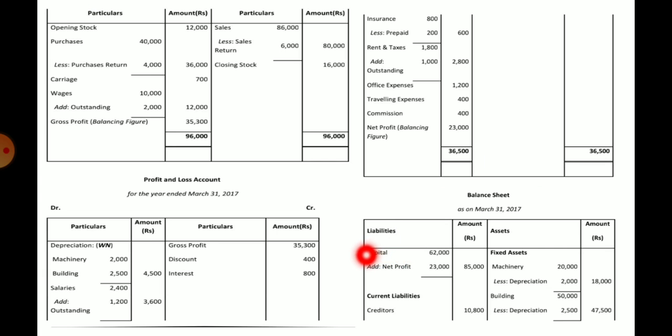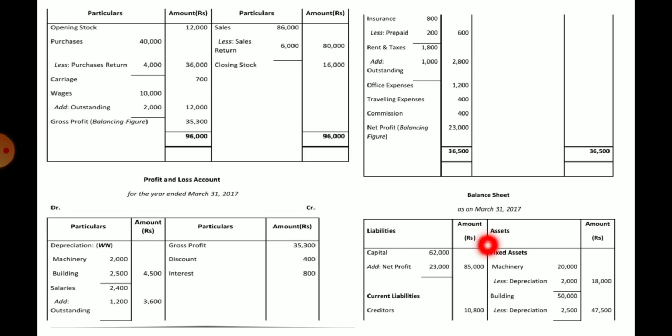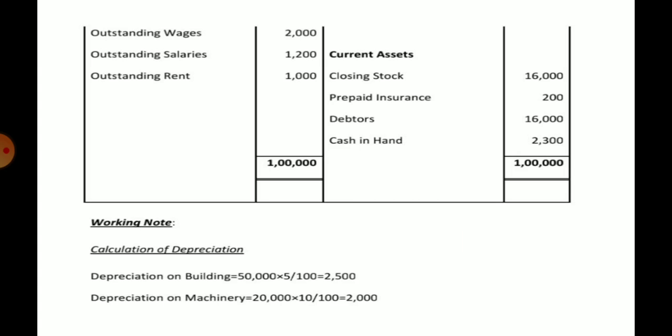First of all 62,000, and after that we have to add the net profit to the capital. After that, current liabilities will be added, that is outstanding wages, outstanding salary and rent. You must remember that each and every adjustment is posted in the books at least 2 times. And after that, fixed assets will be depreciated, land, machinery and building, and current assets such as closing stock, prepaid insurance, debtors, and cash in hand.